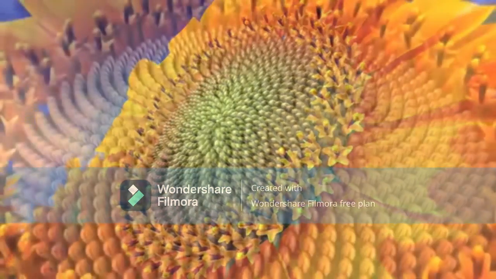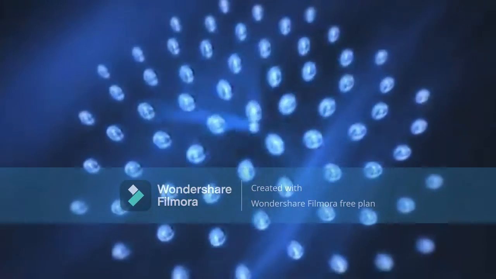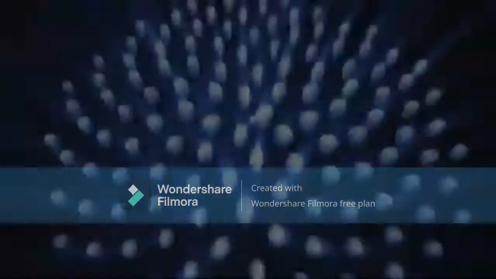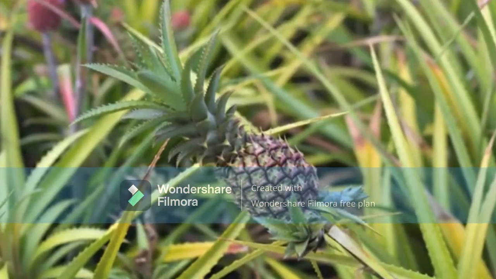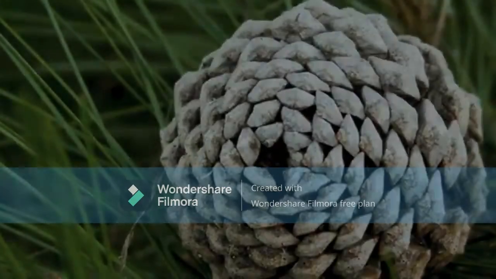Take, for example, the sunflower. The display of its florets is in perfect spirals of 55, 34, and 21, numbers from the Fibonacci sequence. The fruitlets of the pineapple create the same spiral, based on the sequence. The pine cone does the same.